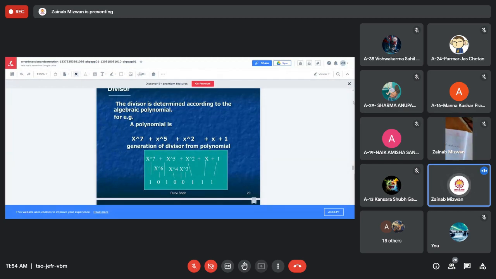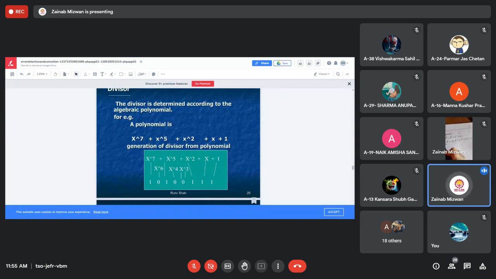So what I can write is 1 into x square plus 1 into x plus 1. Now when we write 1, what does 1 mean here? It is nothing but x raised to 0. Mathematically, any number raised to 0, the value will turn out to be 1. So I have written the polynomial in terms of 1 and 0.